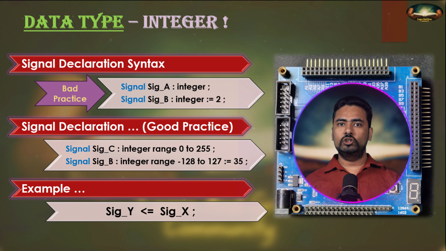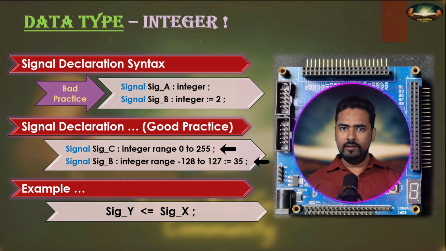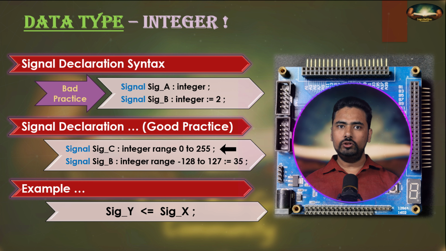So, to avoid such unnecessary resource use, the best way is to limit the range of your integer. The next two examples demonstrate this efficient approach of declaring integer signals by specifying a range of allowed values. So here is the syntax: signal, signal name, colon, integer, range, minimum value to maximum value, semicolon. For example, signal sig_c colon integer range 0 to 255 semicolon.